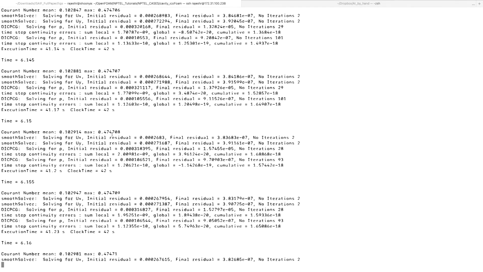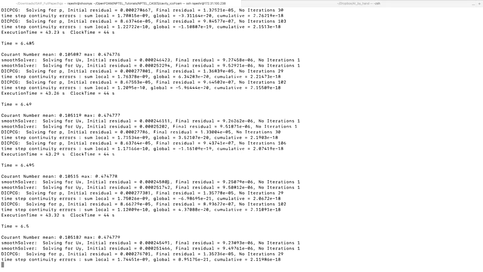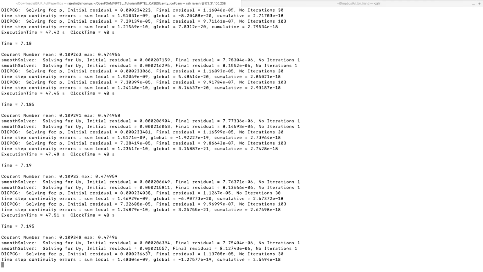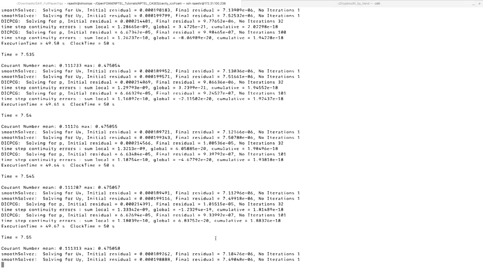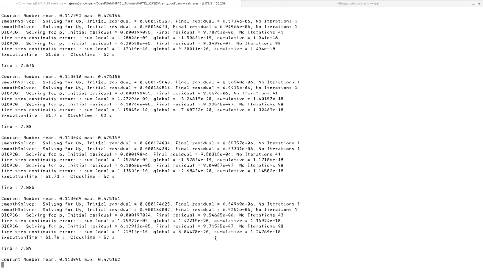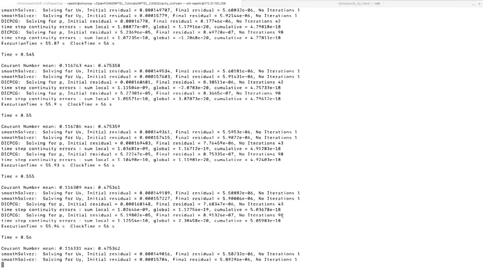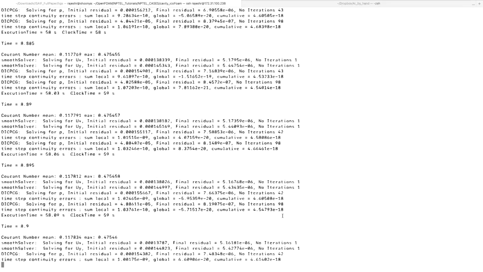You can see that it is giving you some information about the Courant number and what kind of solver you are using. Every time it is also reporting the residual. It is going to finish now; we have already gone to around 9. So this is how you will run the simulation.